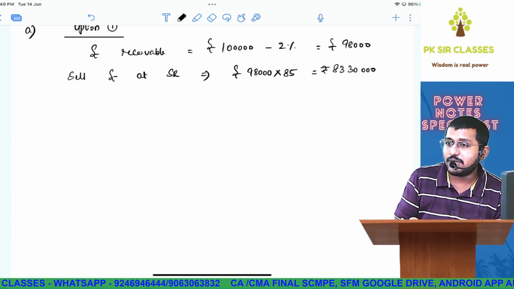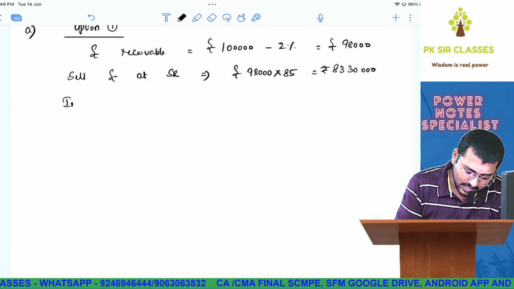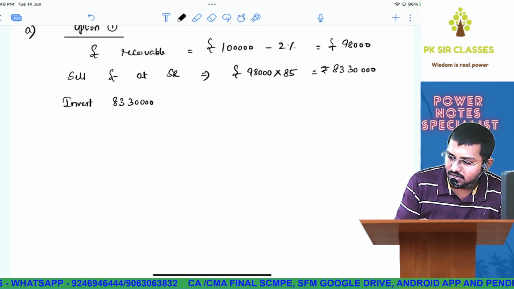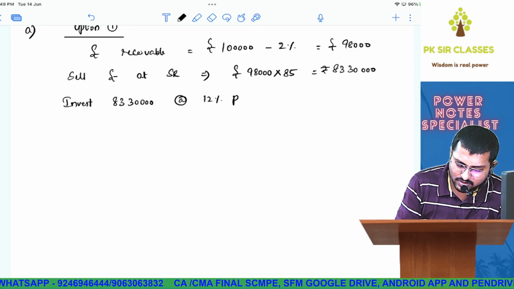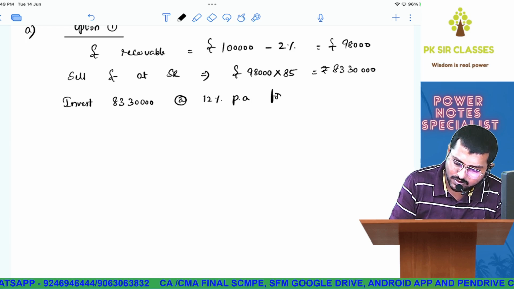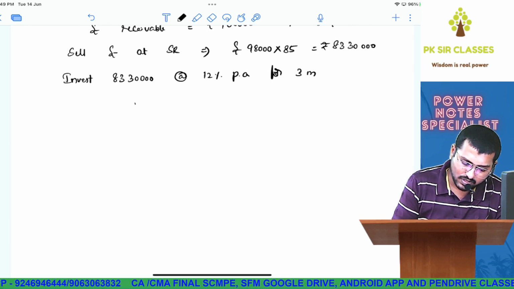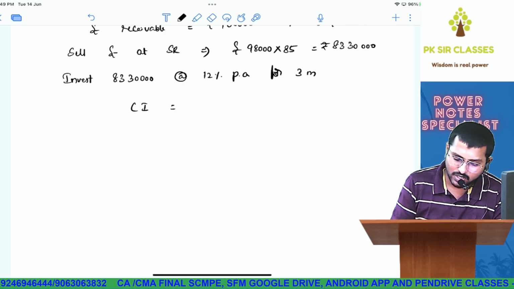What you'll do? You'll keep it idle? What you'll do? Invest. Very good. Invest 83 lakh 30,000 at what interest rate? 12% per annum for a period of how many months? 3 months only. Which means your total cash inflow as you're an exporter will be how much?